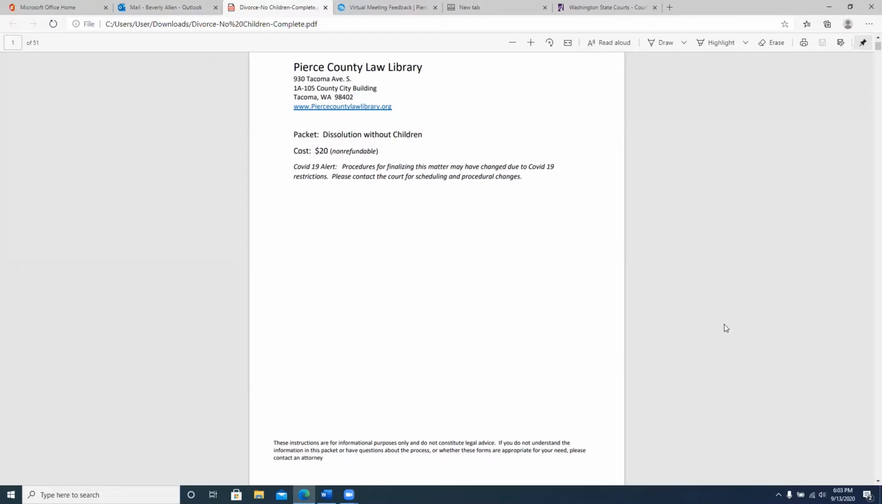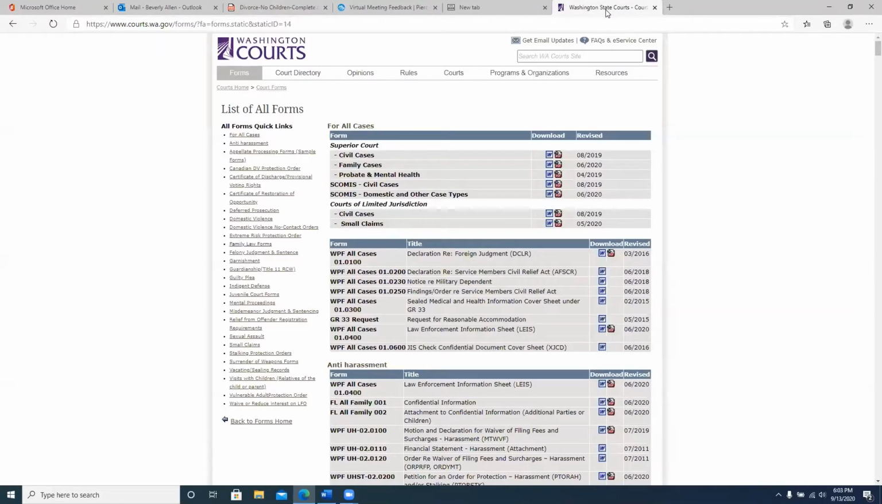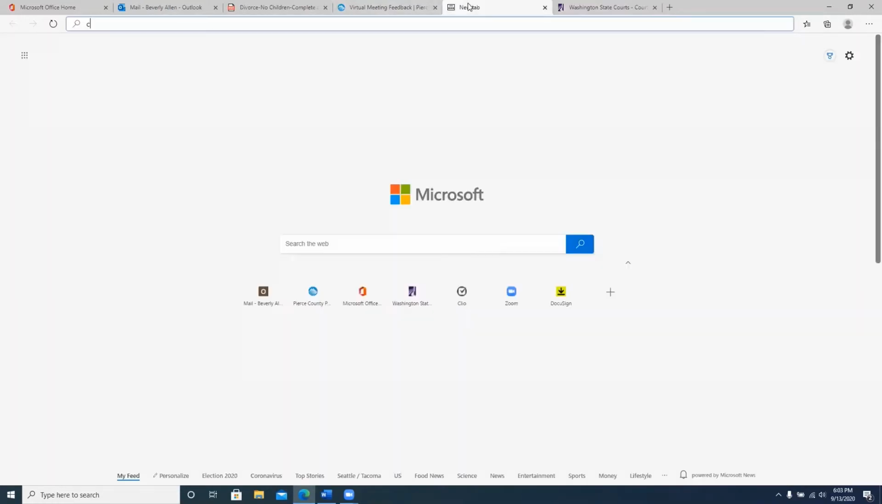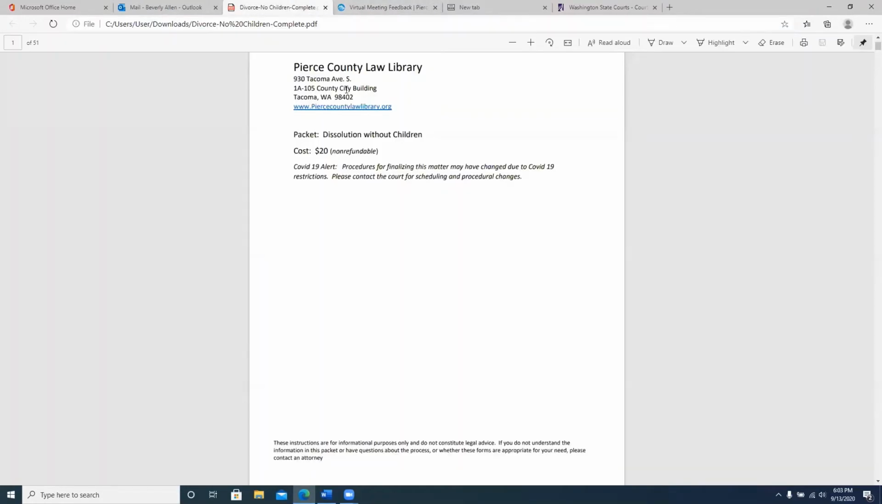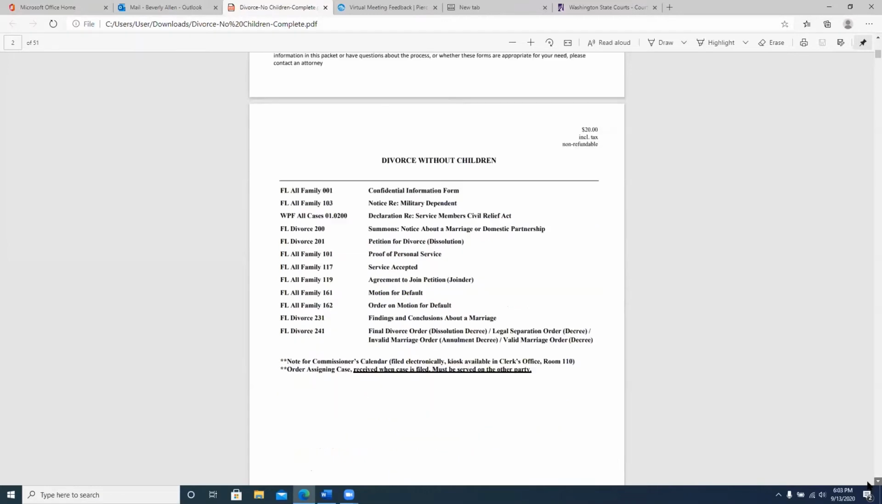If you need to redo something, first of all, you can use whiteout or you can cross things out and make edits. You can also go for different forms to courts.wa.gov/forms. The documents that you have in this packet do correspond to the document numbers on courts.wa.gov.